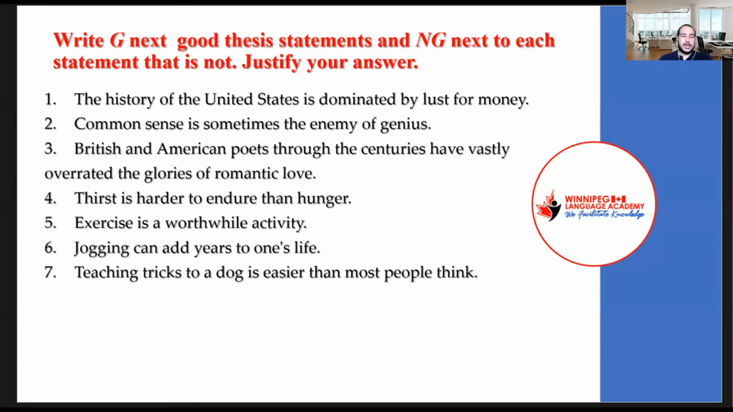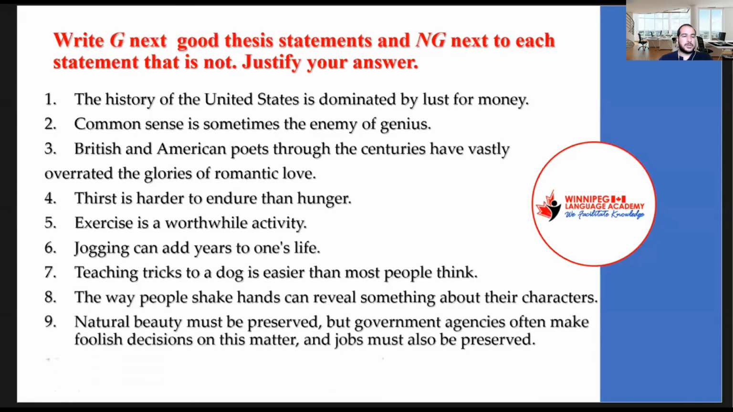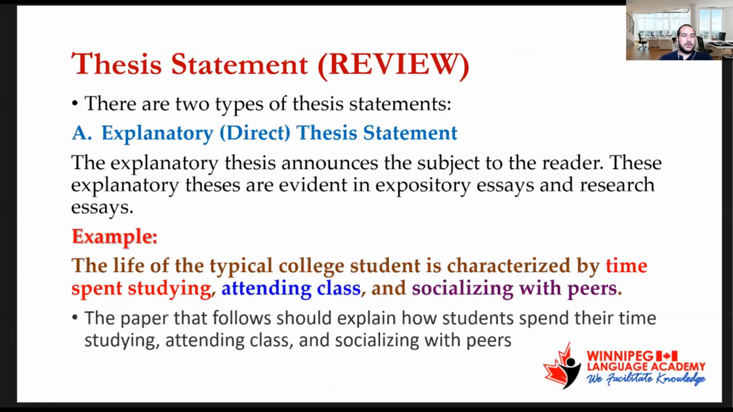We have something else to talk about today. We also mentioned that last time. This is a kind of review because some of the statements can be very direct. For example, here, the life of the typical college student is characterized by time spent in studying, attending classes, and socializing with peers. Sometimes we could say that the life of a typical college student is characterized by different things or three aspects.